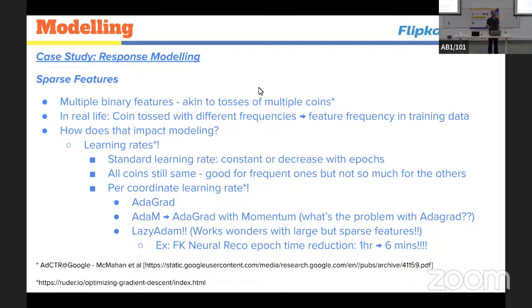AdaGrad is something slightly different. I won't go into the details of that. It's adaptive gradient, as simple as that. The name is an acronym for that. Now, ADAM is another per feature learning rate.